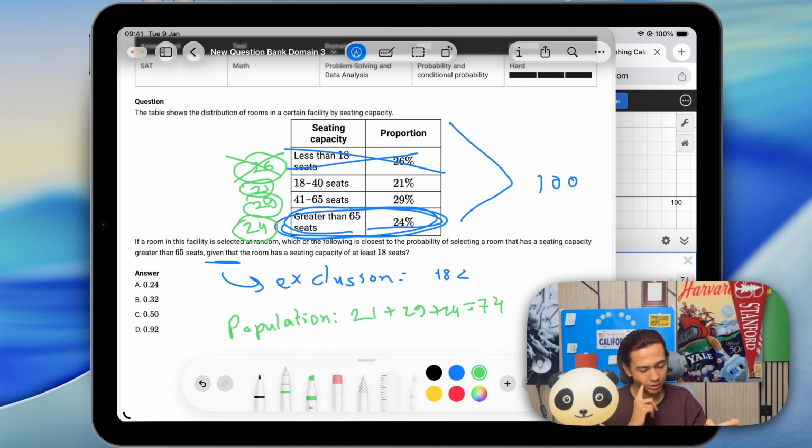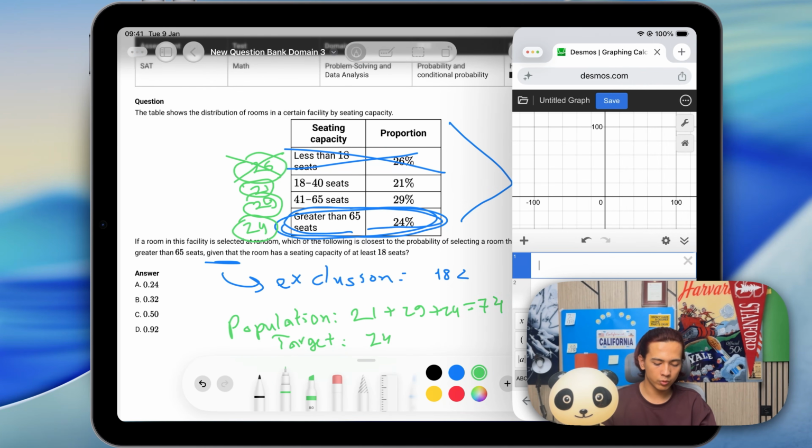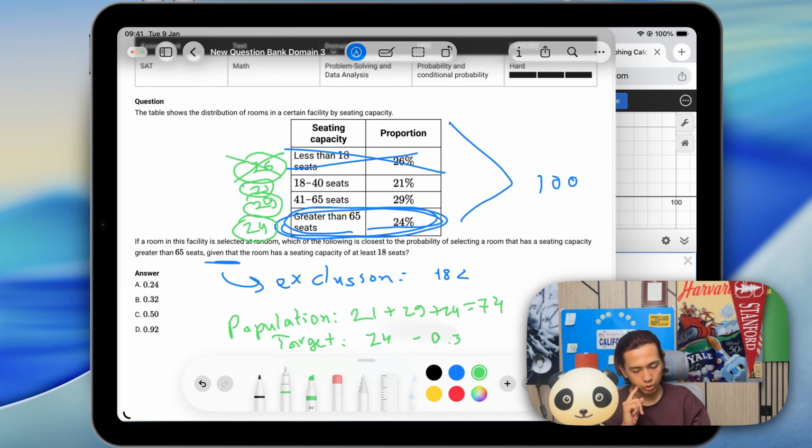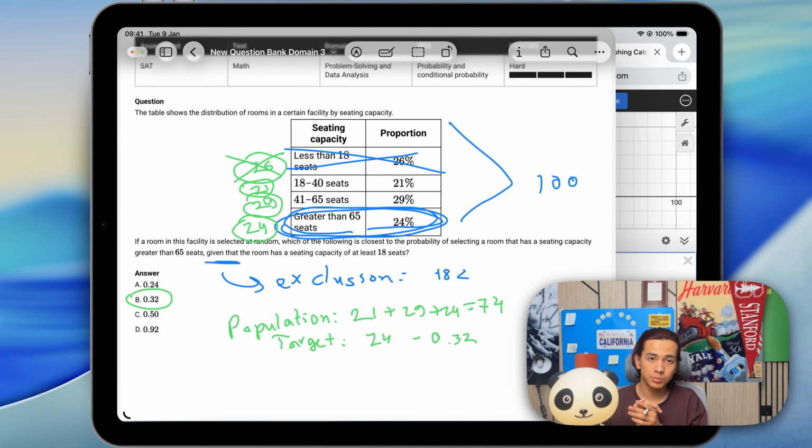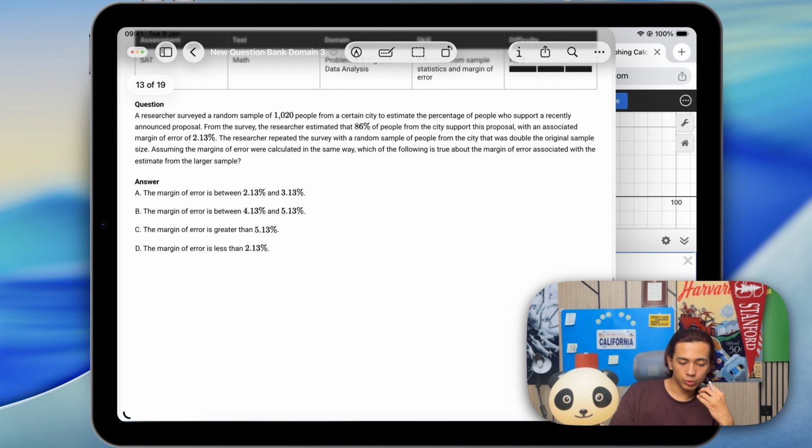Oh, I should have just subtracted this there. Now the target becomes you want to choose 65 seats at least, right? So it's just going to be 24. So it's going to be 24 over 74, which will be 0.32, which is option B here, right? So that's how we solve this particular question. Moving on to the next question.